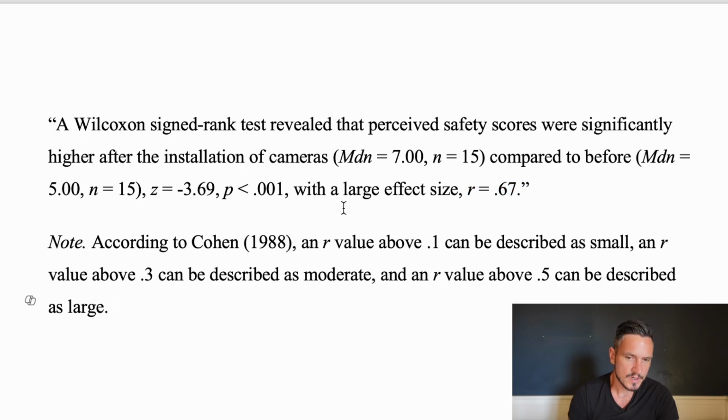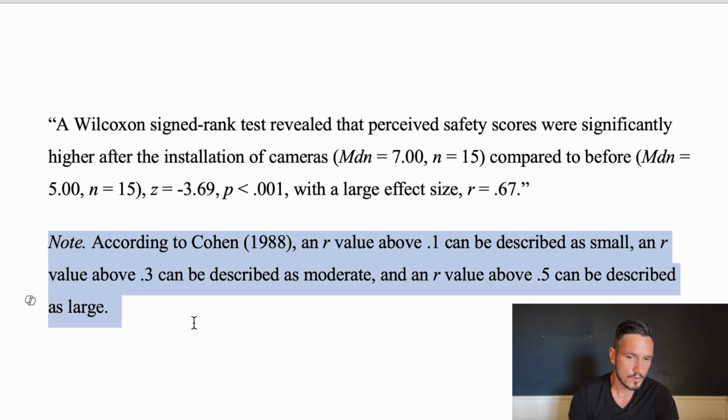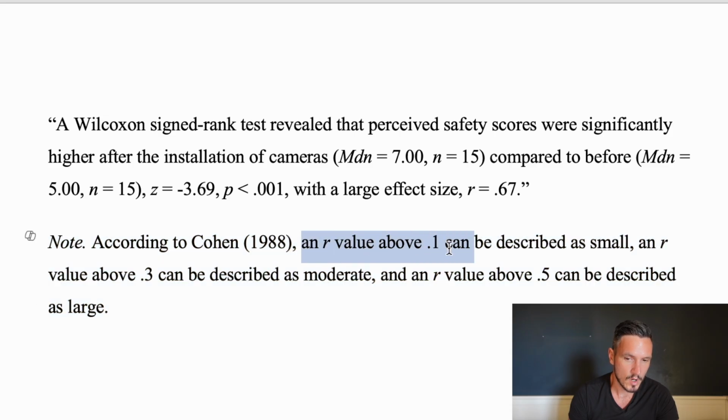And I've described this as a large effect, and that's based on these criteria that Cohen put forward in 1988. He said that an r value above 0.1 can be described as small, an r value above 0.3 can be described as moderate, and an r value above 0.5 can be described as large. And obviously 0.67 is bigger than 0.5, so I've described that as a large effect.